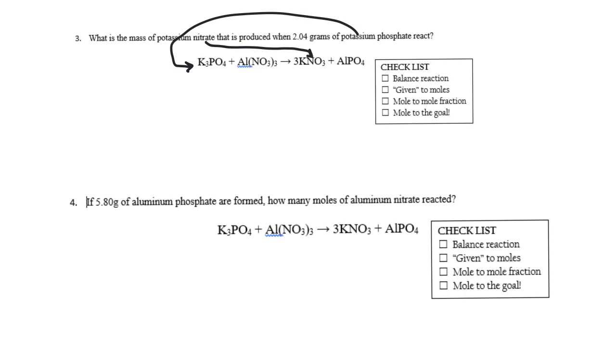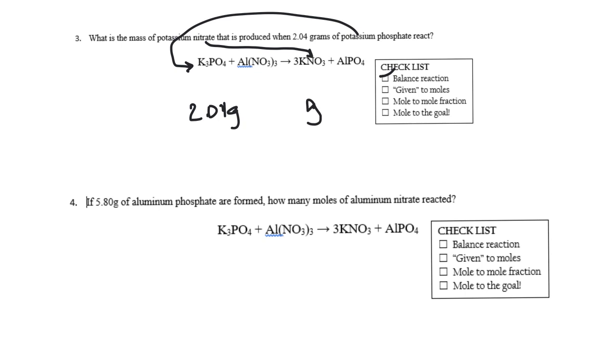We're ready to jump into our game plan, and we're ready to use our checklist. So first thing, let's look and see if the equation's balanced. And it is. Check. Now you notice there's no squares here for bridge and valley, so we're going to do it on our own. So I have 2.04 grams of potassium phosphate. So that's going to go in the valley below potassium phosphate. I want to get to grams of potassium nitrate. So I want to get to grams here.